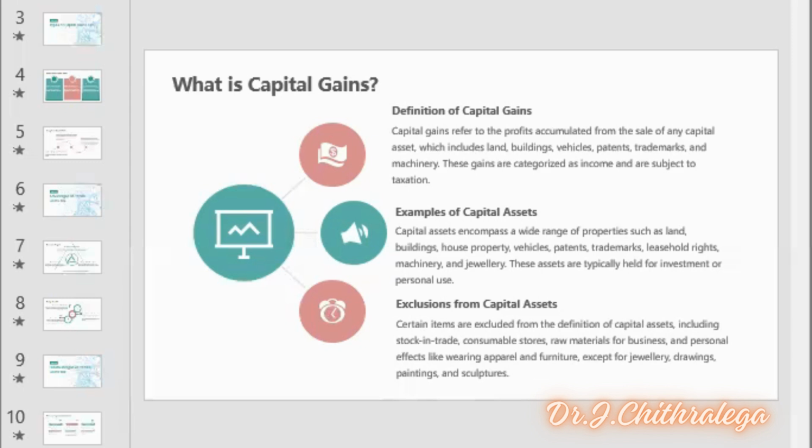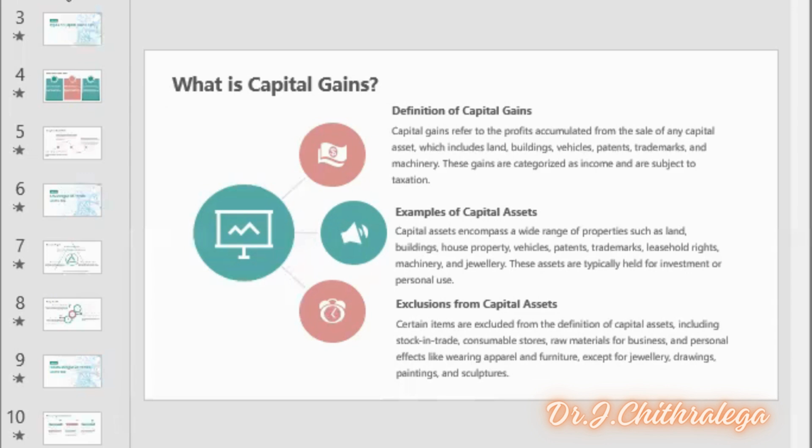And the assets which are personal effects, especially movable in nature, which include wearing apparel, motor car, electrical appliances, refrigerator, furniture, which are held either by the assessee or family members. But it excludes jewelry, archaeological collections, drawings, paintings, sculptures, and any other work of art. These all are not called capital assets.